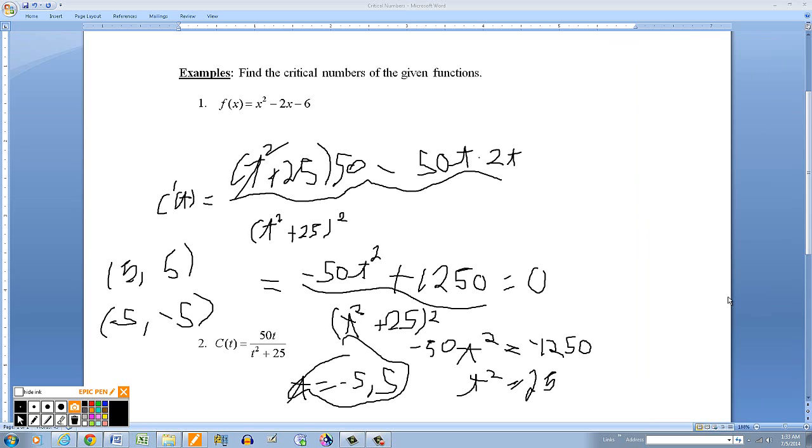This is the procedure for finding the critical numbers. And like I said, you can use critical numbers to sketch the graph of curves and to find relative maximum and relative minimum values. And there are other applications that are going to follow later in the next videos.